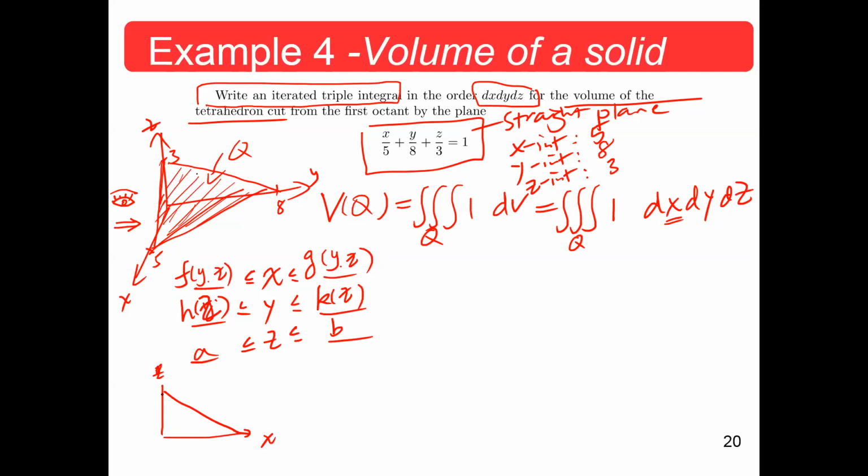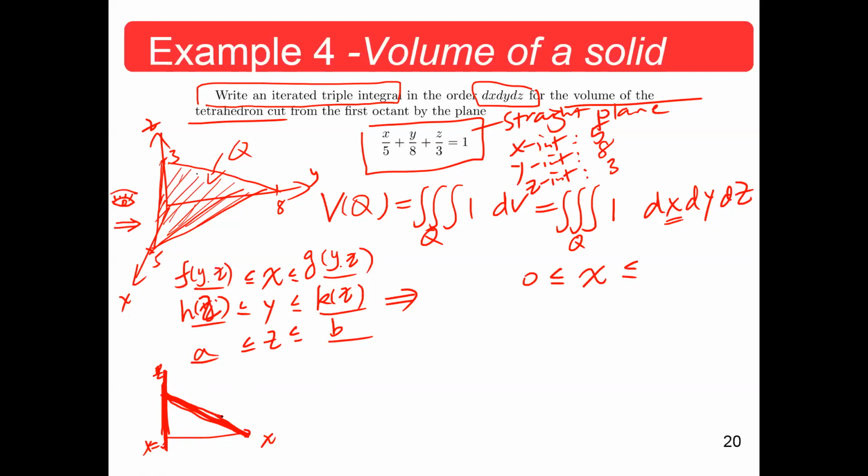So basically, x would be bounded by this straight line and this plane. Is that clear? Okay. So for my x, this straight line will just be x equals 0, right? Start at 0.